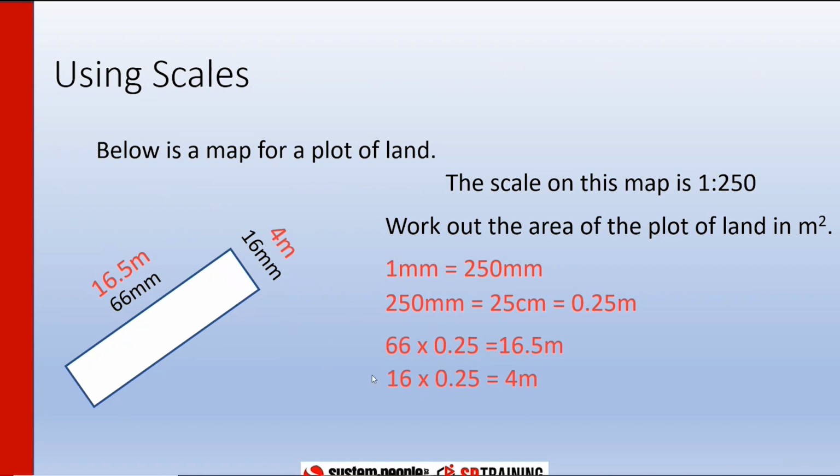Now we can work out the area of the plot of land by multiplying our length times our width to find the area of the rectangle, which is 16.5 times 4, which leaves us with 66 meters squared as being the area of that plot of land. And we've done that by using the scale that we're given for the map and then working out the lengths with the scale and multiplying the lengths. Well, let's have a look at a different thing.